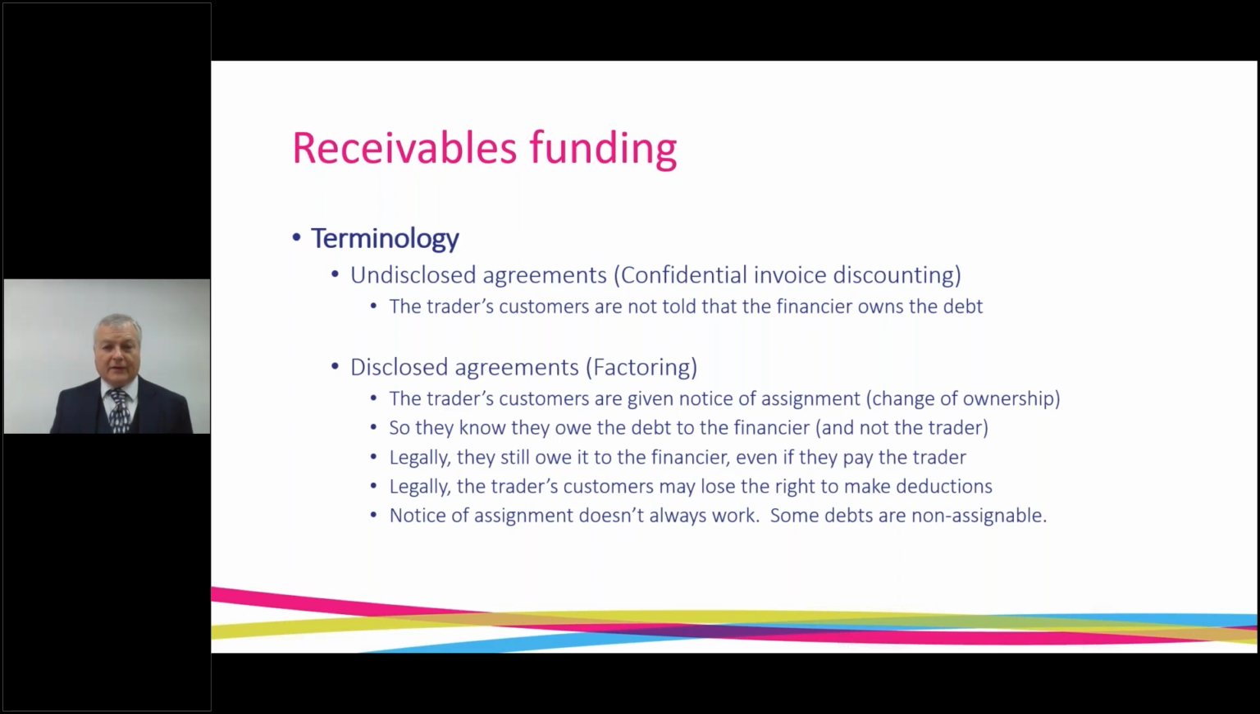And in confidential invoice discounting, there is no formal notice of assignment given. So although the trader's customers are told to pay the debt into the financier's bank account, they're not told that that's the financier's bank account. It's usually shown to them as being the trader's own bank account.